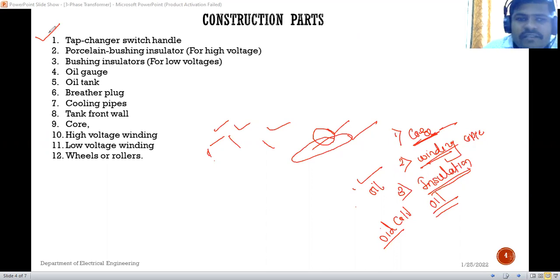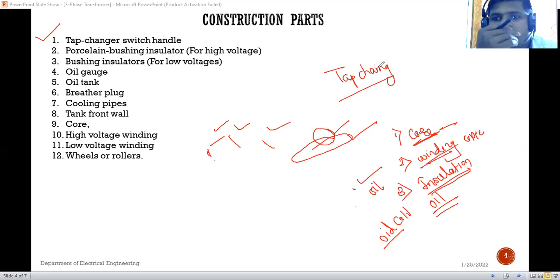माहिती आहे का टॅप चेंजिंग? What is the meaning of tap changing? I have used a word at the time of, I think, in case of parallel operation. हा word use केला होता मी, टॅप चेंजिंग.